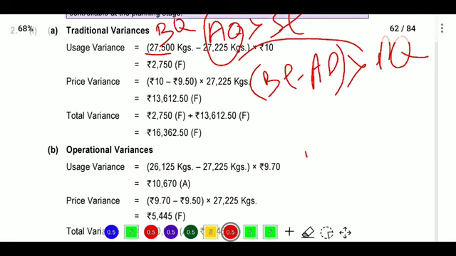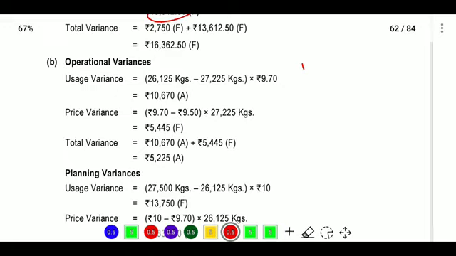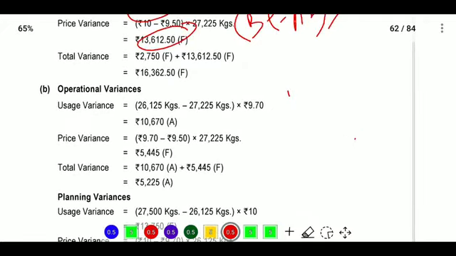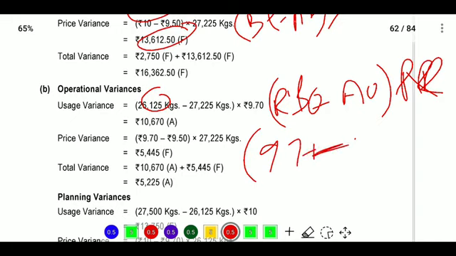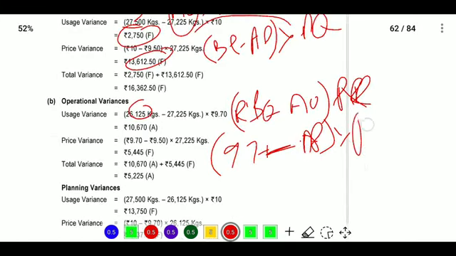Next, we will get the total variance. If you add these two, we will get the total variance. Next, the operational variance, doing the operations. So we will revise the quantity, so we will take the revised budgeted quantity. Revised budgeted quantity minus actual quantity, and which price will we take? The revised price. Next, the price variance. Price variance means difference of prices into quantity. The price is the revised price minus the actual price, into the material, which material? The actual quantity we will take.